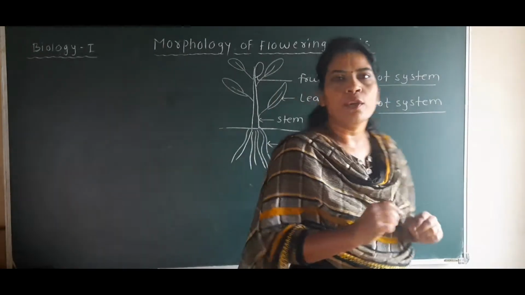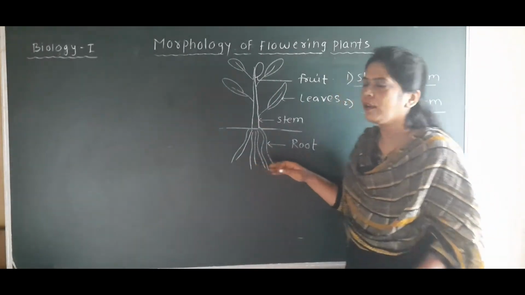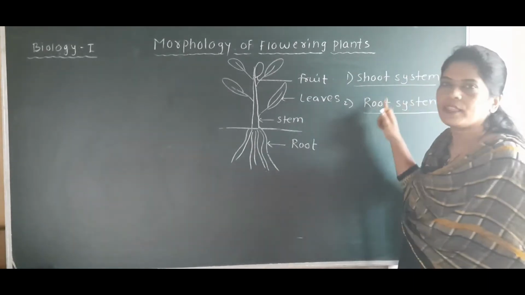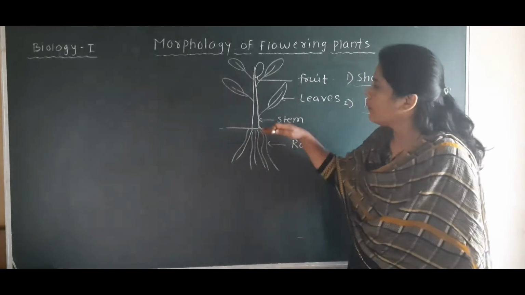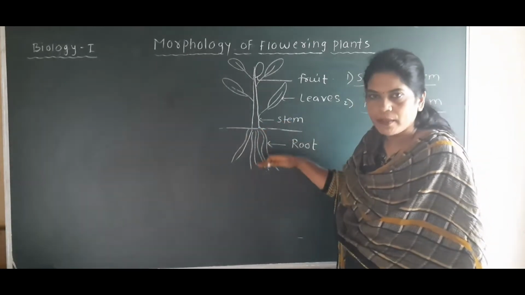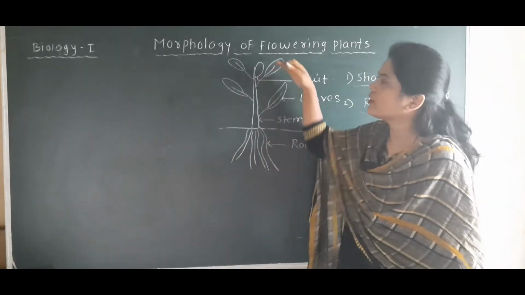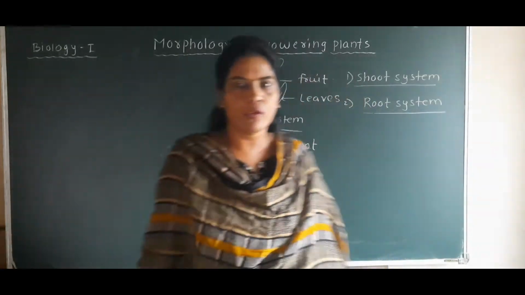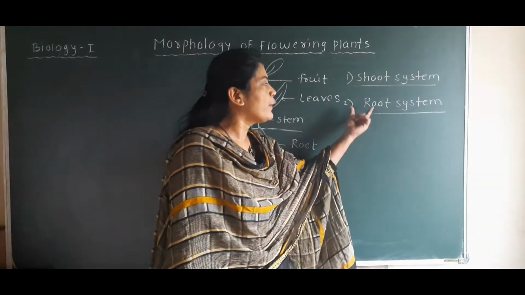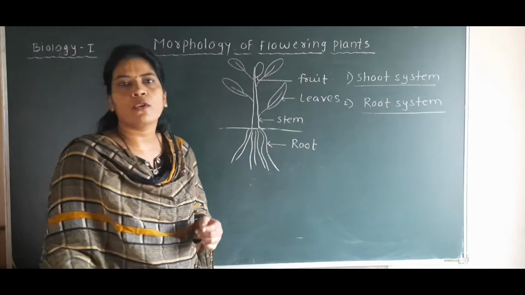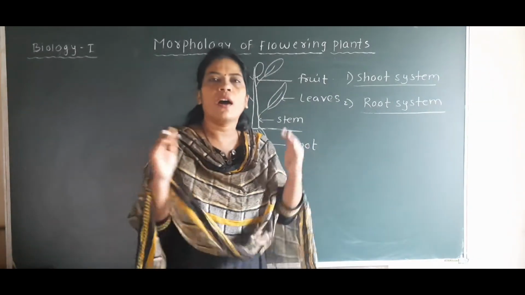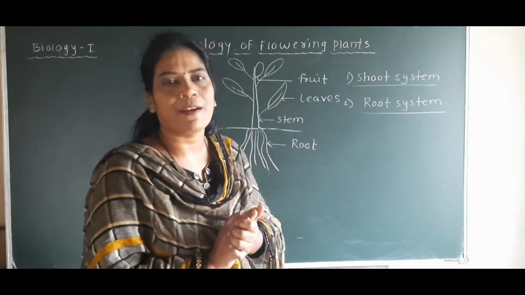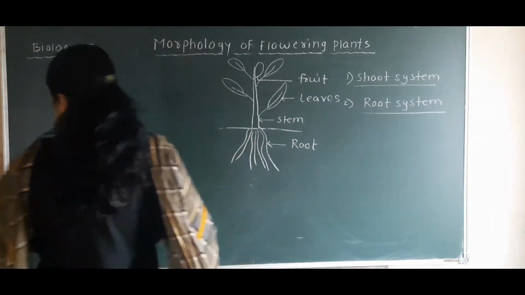So here we can observe that in the plant two systems are there, shoot system and root system. The root system is present below the soil while the shoot system is present above the soil. Now here why do we call it a system? Why do we not call it only a root and a shoot? Because system means there are different parts of the root. Suppose this same diagram is enlarged here.